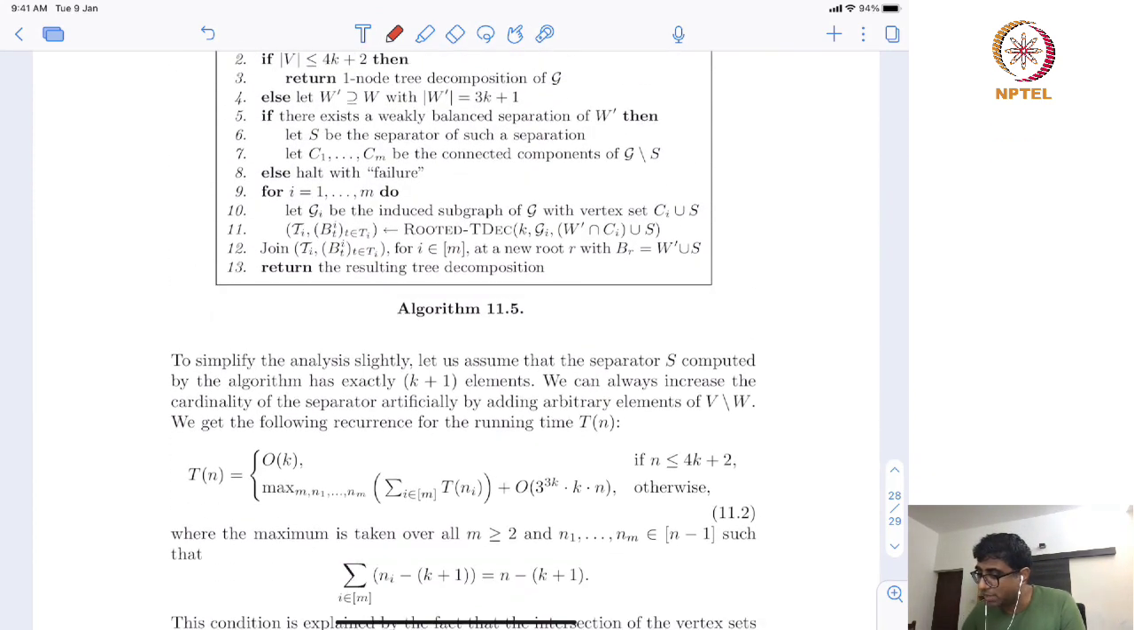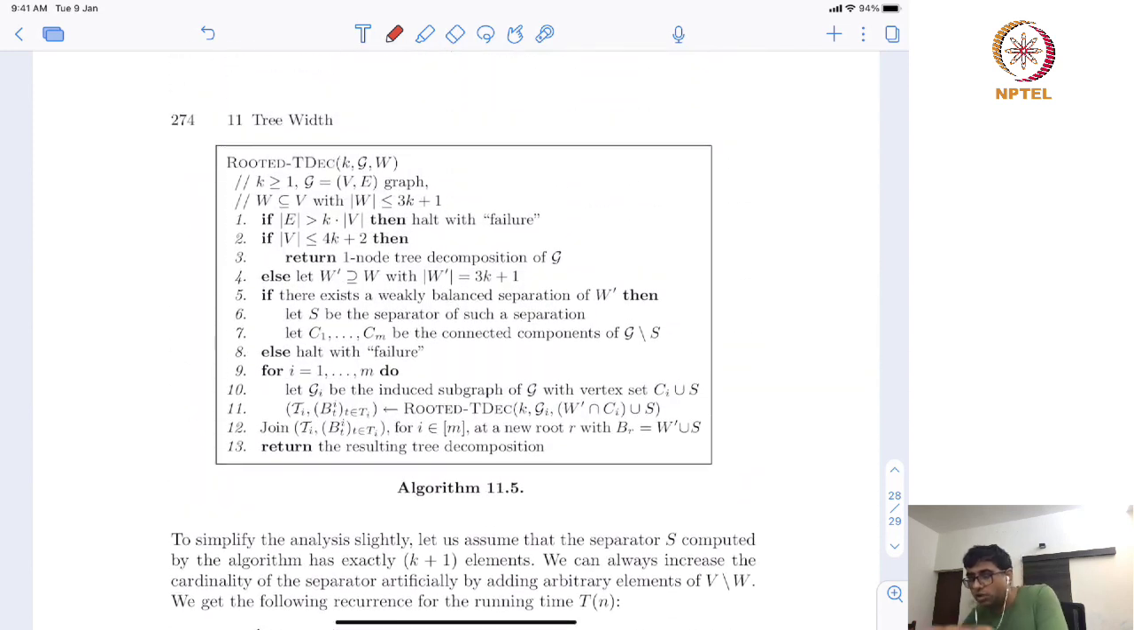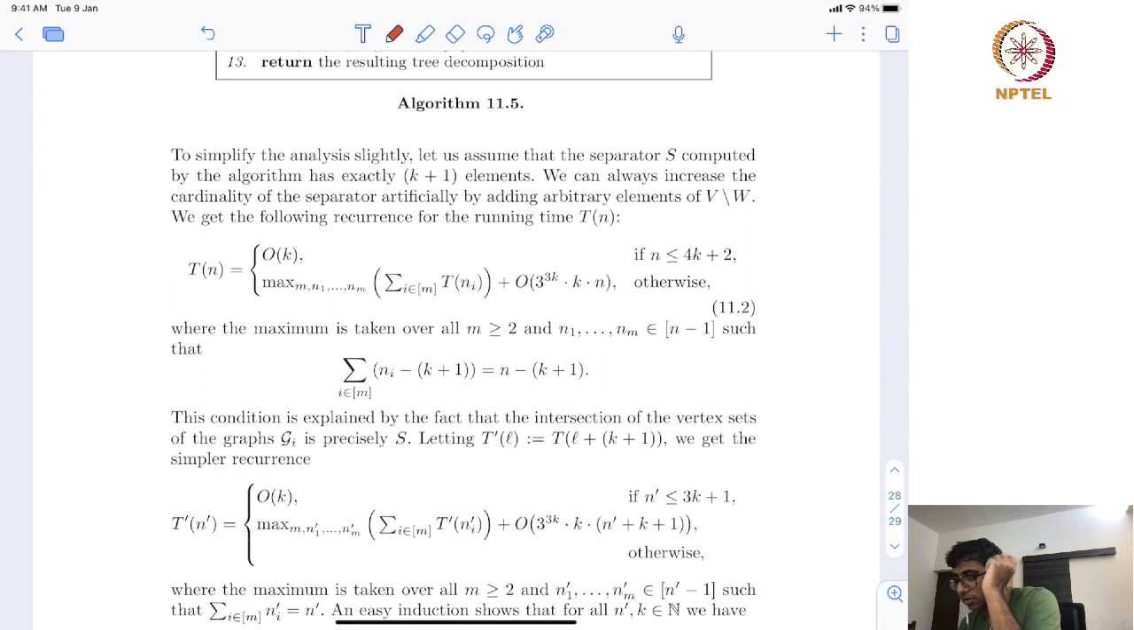So what is the running time of this algorithm? It is not precisely what we have learned, but this should give you an idea of how these kinds of routines are written. These numbers could change here and there. If n is at most 4k plus 3, we just return a one-node tree decomposition. Otherwise, we look at the graph induced on this union. So it is like a summation of the running times to compute the tree decomposition of each of the G_i.